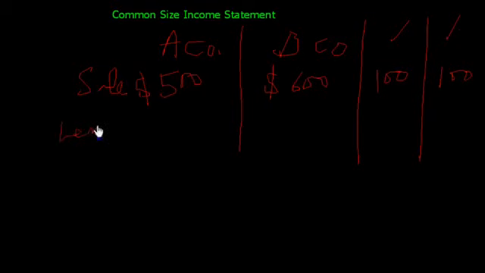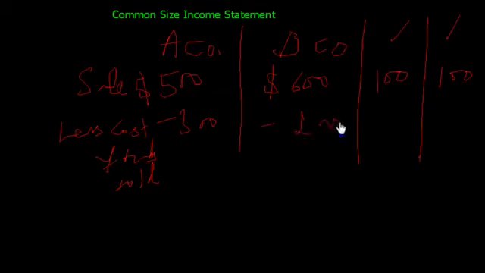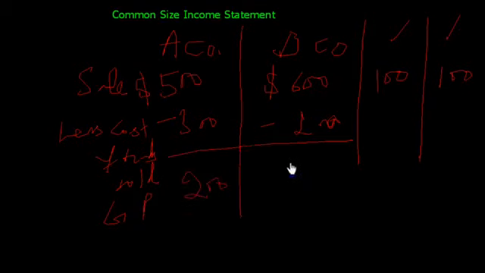So less cost of goods sold. Suppose here is 300 and here is 200. Then gross profit is 200 and here 400.